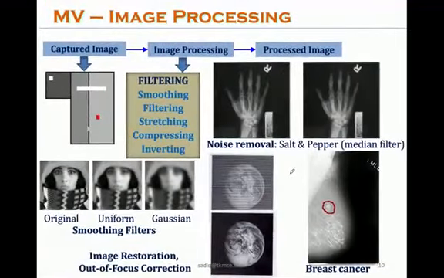So the next step after grabbing the image is processing of the image. Processing means filtering. That means we can filter, smooth the image, stretch and compress, etc. These are all examples of processing, and we get the processed image. I'll give you a few examples of this.